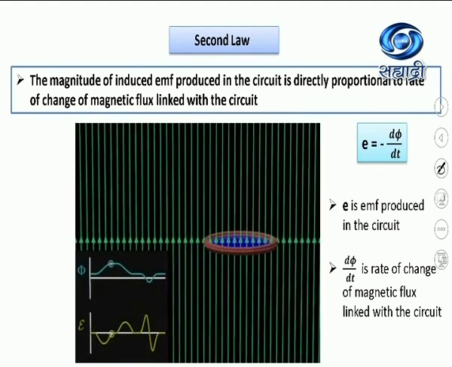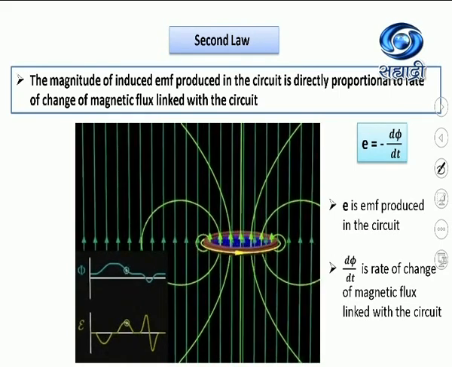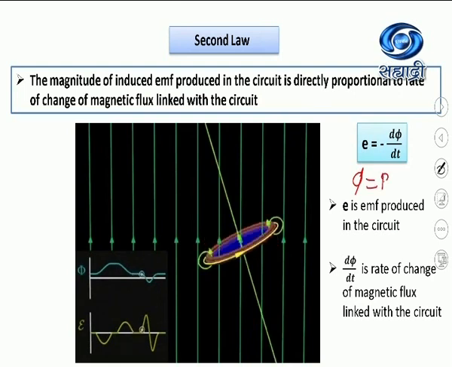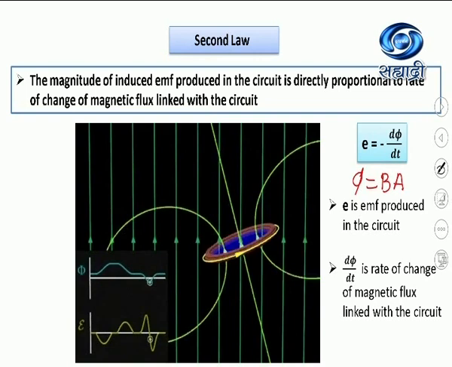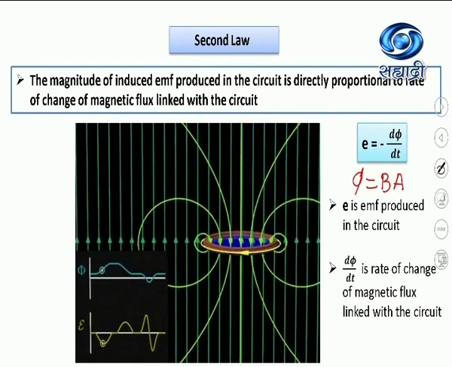In order to understand this concept, we can see this animation. We know that flux is given by the formula φ equal to B into A. And if I substitute it in the expression, I get E is equal to minus d/dt of (B into A).